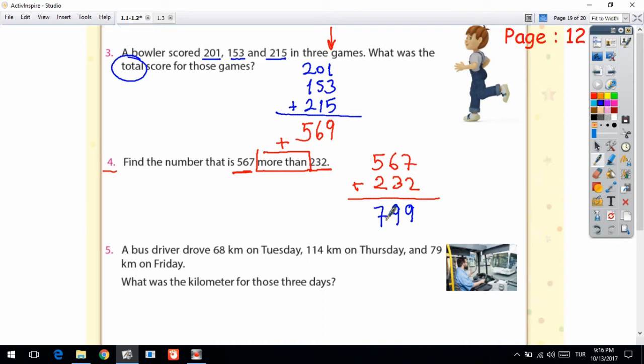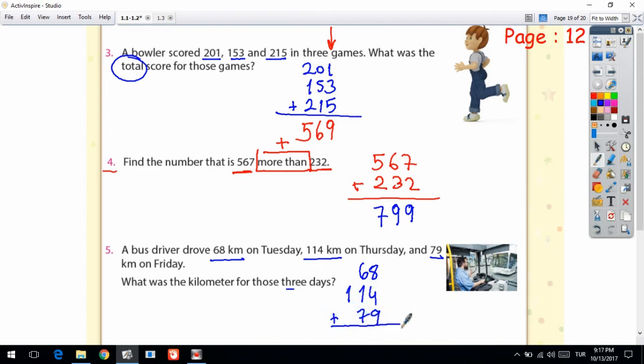Okay, let's look at the last question of keywords. A bus driver drove 68 kilometers on Tuesday, 114 kilometers on Thursday, and 79 kilometers on Friday. What was the distance in kilometers for those three days? The question asks for all the kilometers, right? There is the word "all". This is a keyword of addition. So let's add the numbers and get the result. Let's write it: 68 plus 114 plus 79.